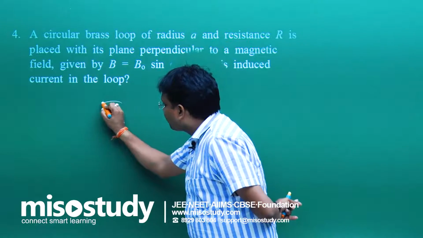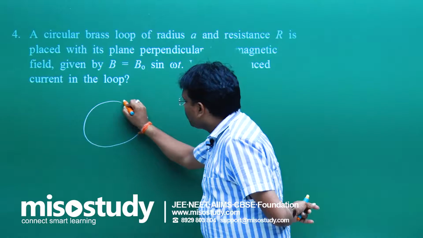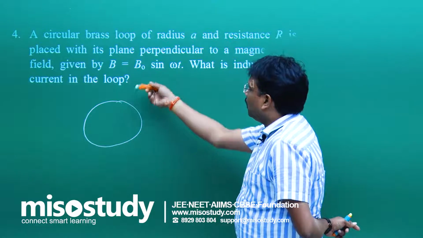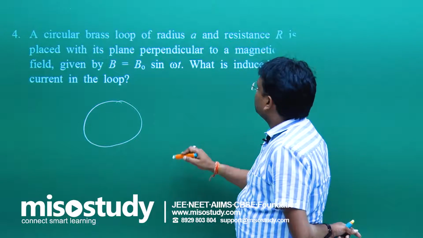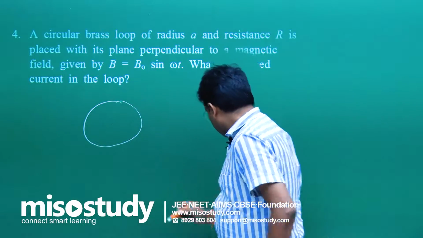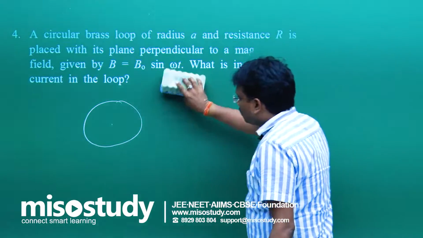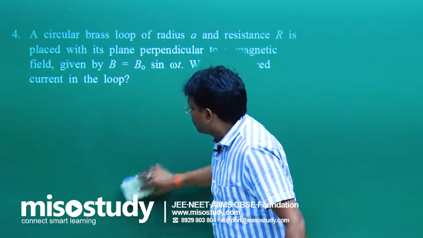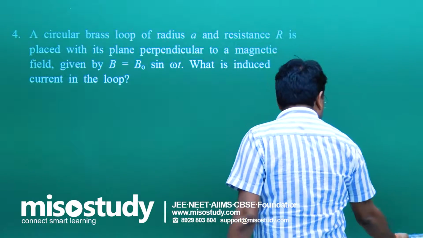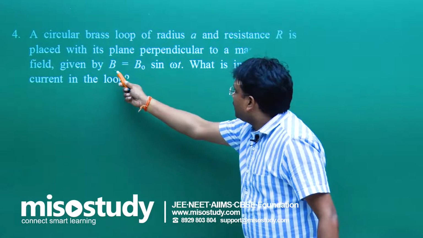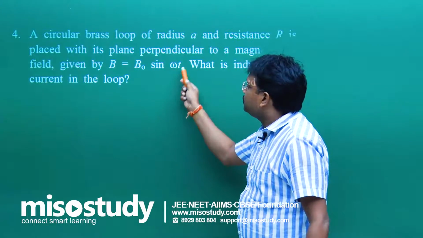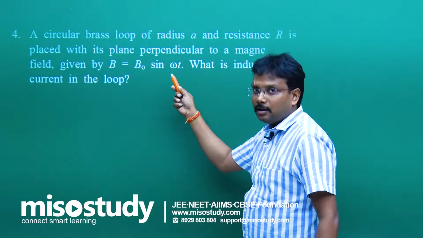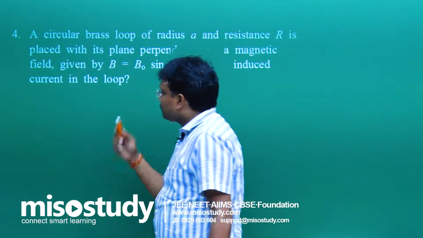Actually, this is a circular brass loop. Fine. And it is placed, its radius is, I think I should draw it more clearly. First read the second line also. The magnetic field is given by this, so you can say the magnetic field is changing with respect to time. Fine. Now let us draw the diagram.